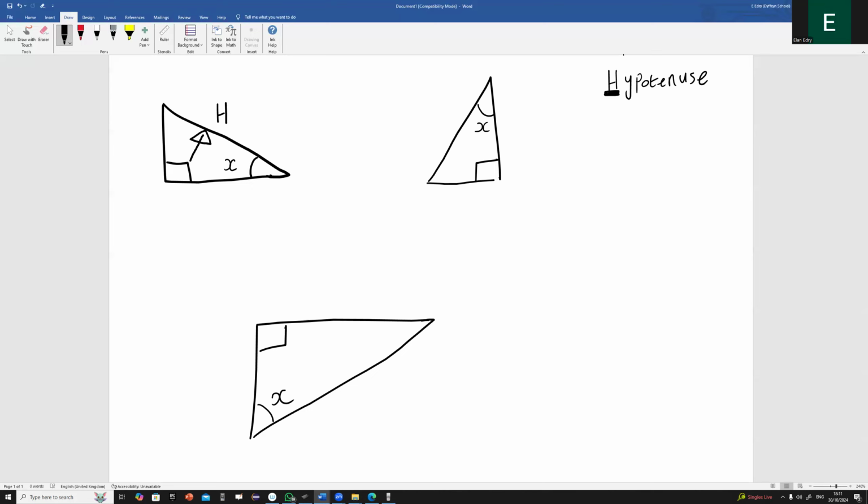Okay, so on your boards, label the hypotenuse for the other two triangles. So just have a go at that now, and then I'll do it.